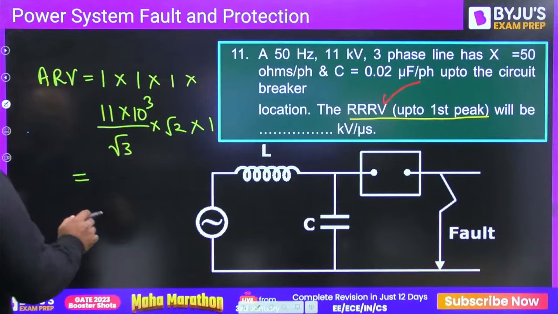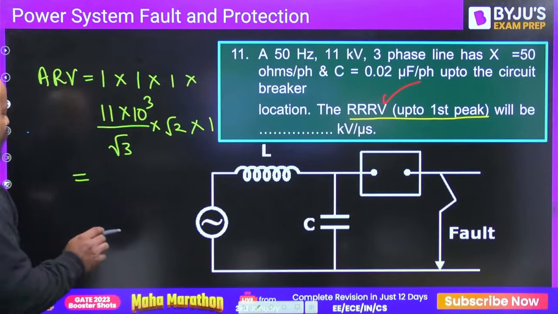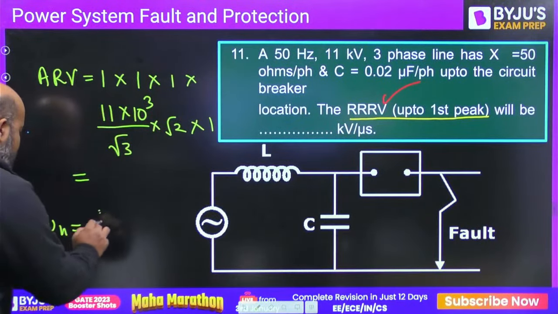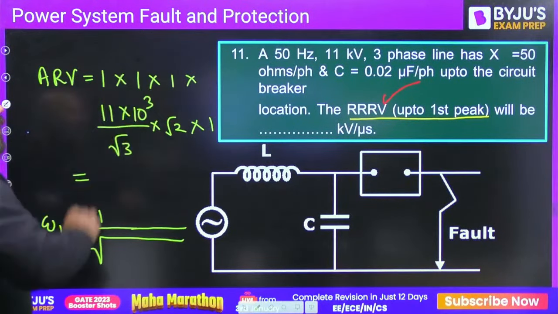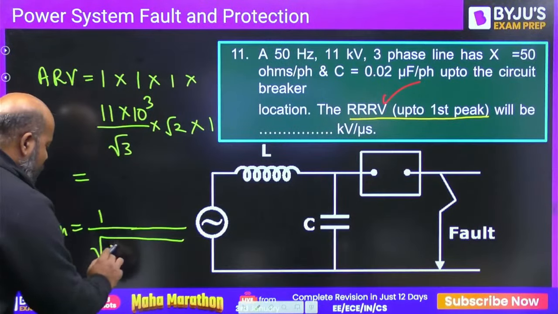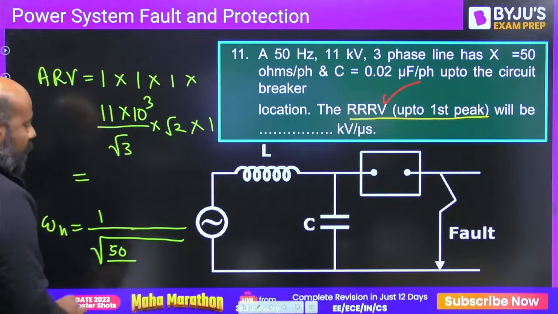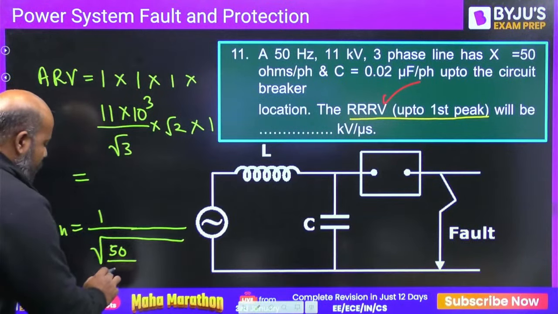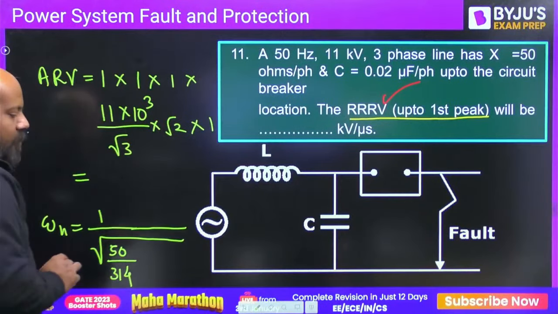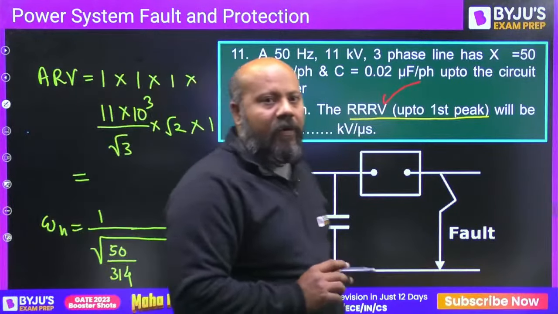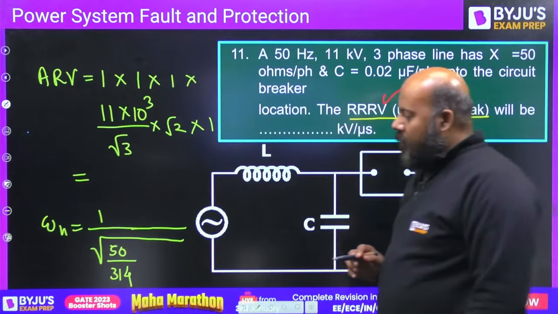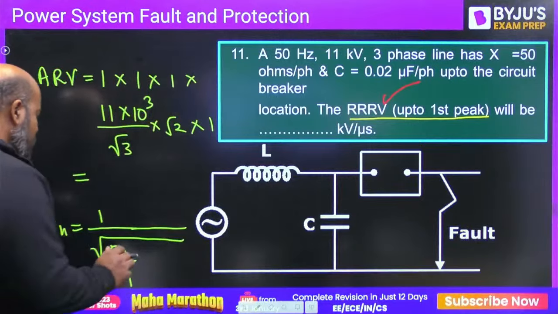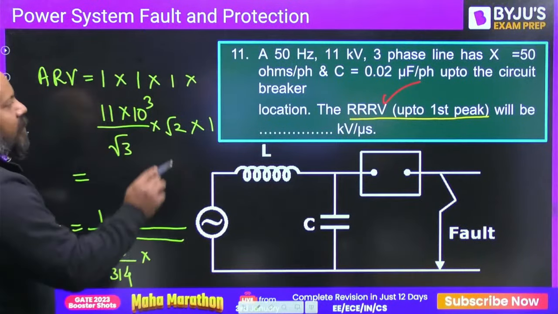You can find this. Now, what is omega n? Omega n is 1 upon under root LC. What is L? Actually, he is giving you X. So, X is omega L, and this is 50. Omega is going to be 2 pi F. So, it is 314. 2 pi is 3.14 and F is 50 hertz, so 3.14 multiplied by 100 is 314. So, L is 50 upon 314.